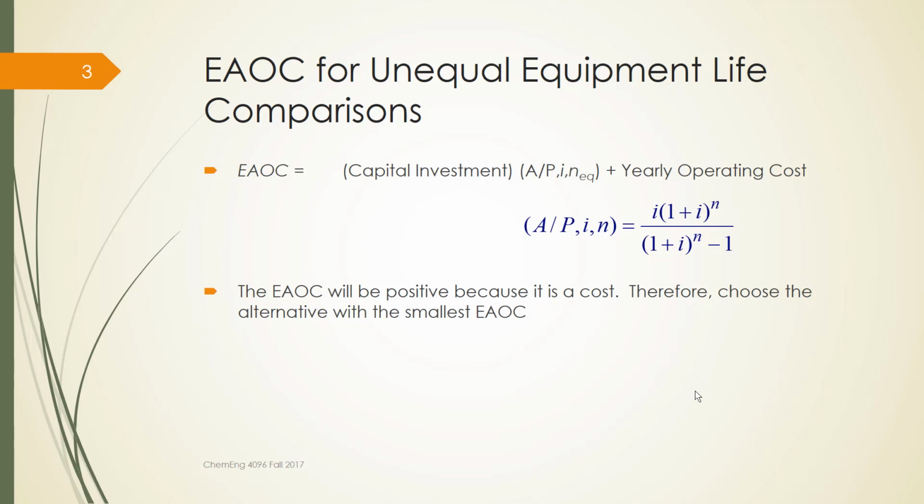So in this case, the EAOC basically turns all of our purchase prices and salvage values into an annuity. If we do this as cost, because typically we do, we expect the answer to be a positive number because it's a cost. So therefore we want to choose the smallest cost. So you have to be a little bit careful with the signs. This is probably the most treacherous part of this technique.